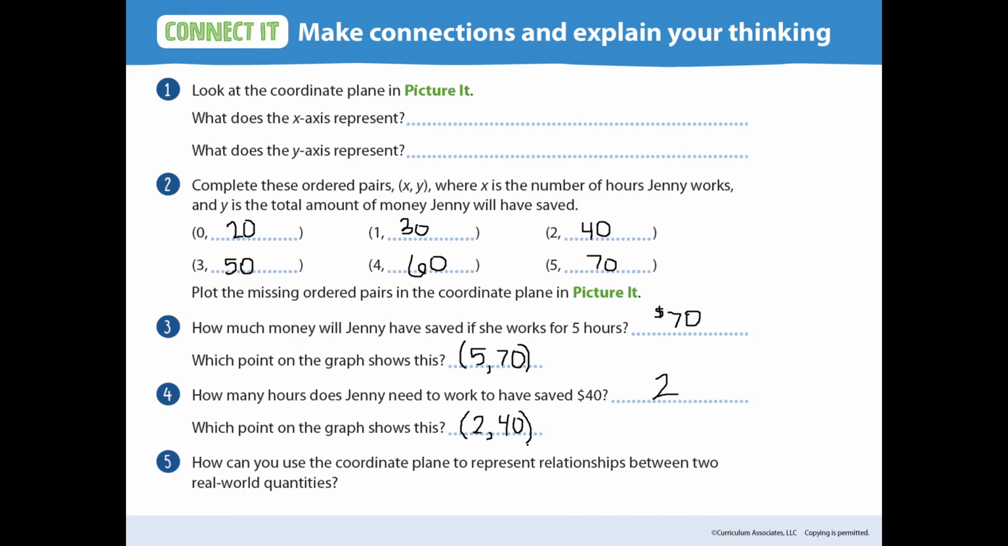Number 5, how can you use the coordinate plane to represent relationships between two real-world quantities? So an example of an answer here is you might make a table showing pairs of values for two quantities to keep them organized and organize the information to form ordered pairs to graph.